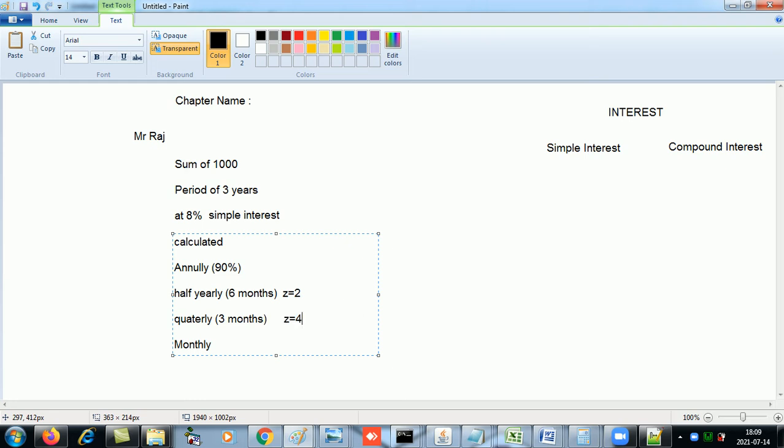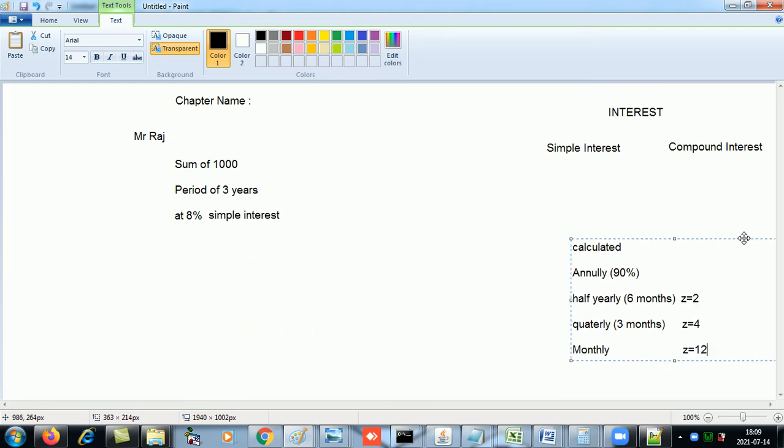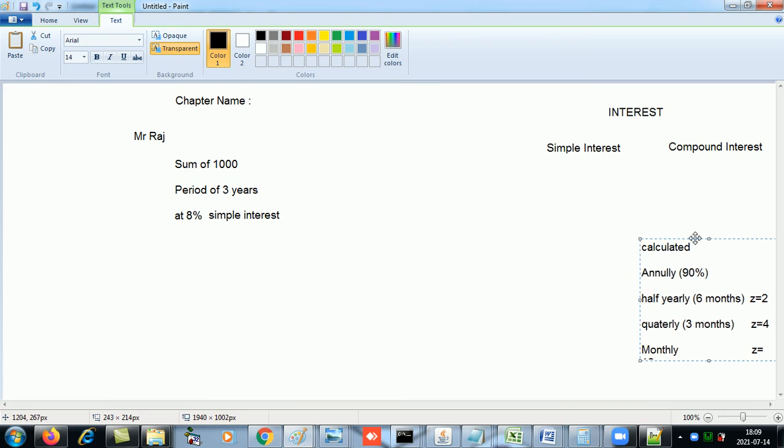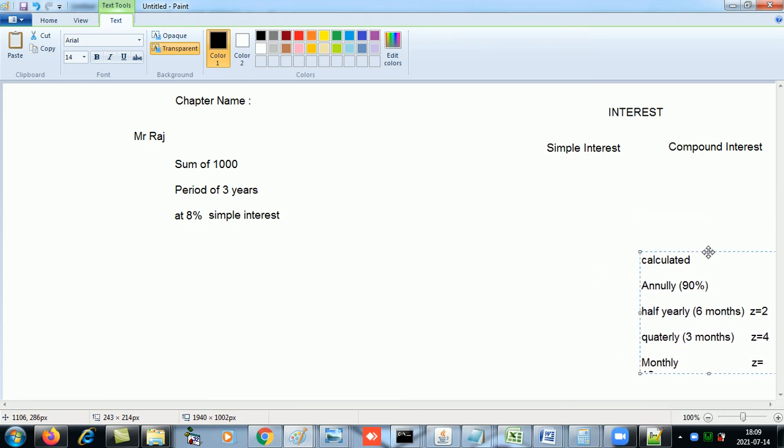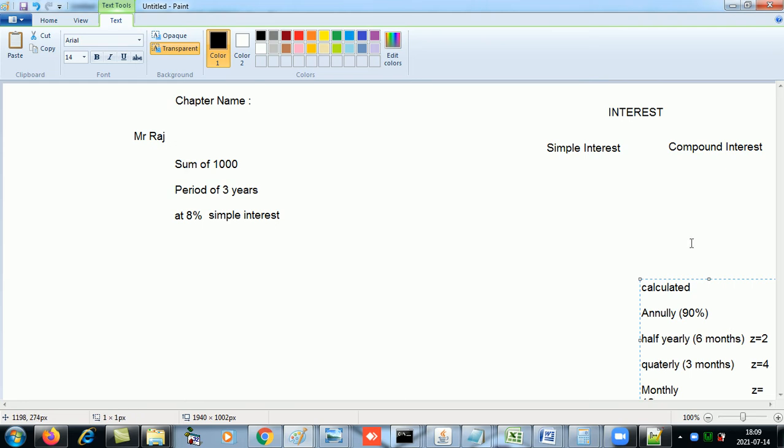We'll use this in some numericals later on. And monthly, how many months in a year? The value of z will be 12. This is just for your understanding. You don't have to use it right now, but later on in the programs we'll use it. So at the moment you can ignore this part. Later on when I need it, I'll recall this.